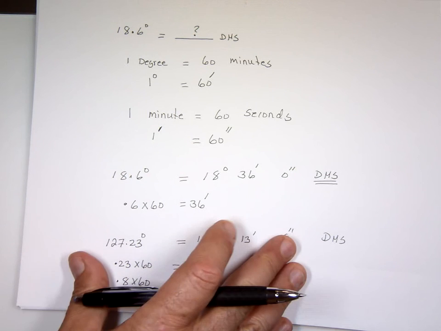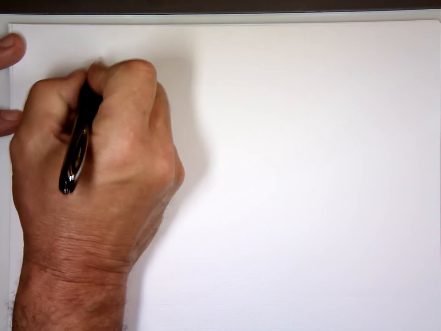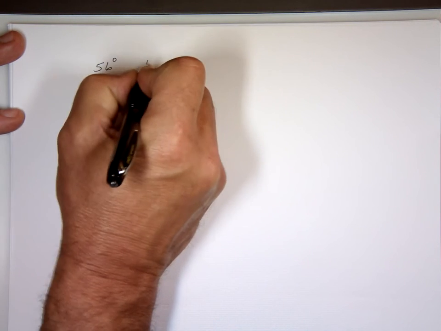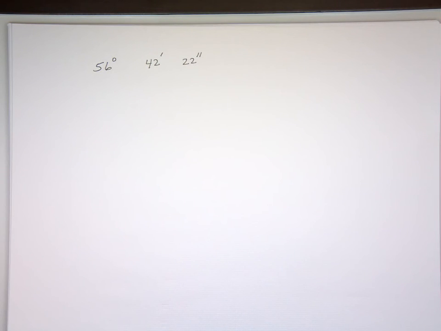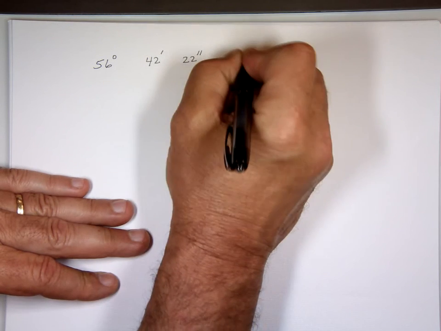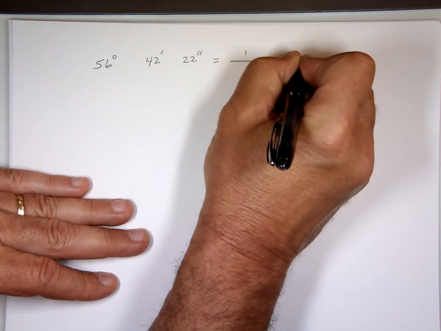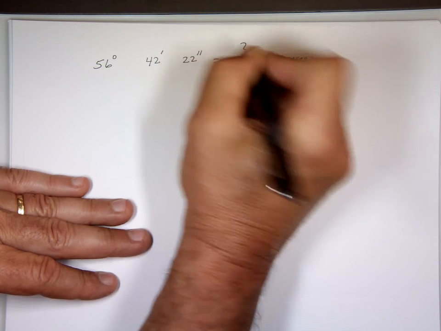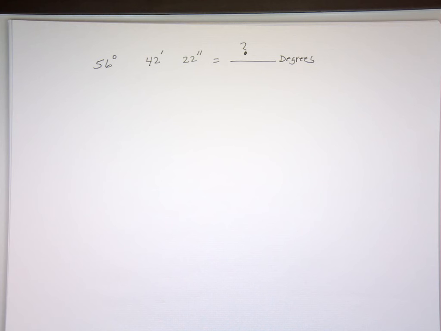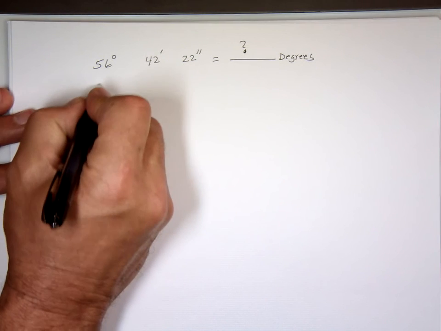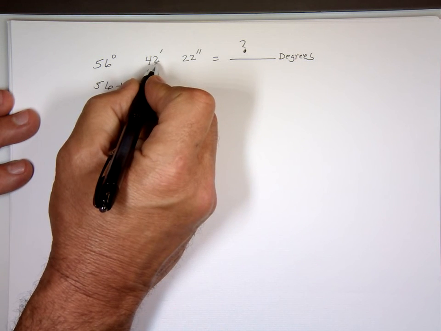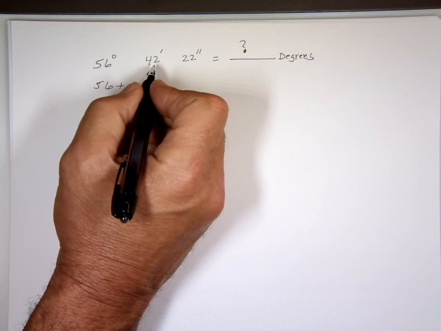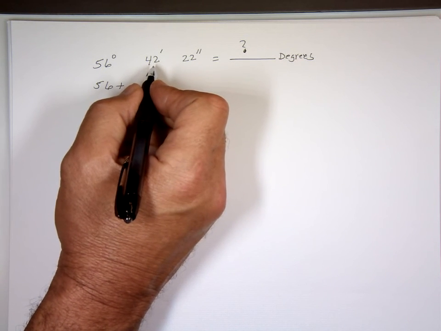Now, if someone gives you an angle in degrees, minutes, and seconds, I got 56 degrees, 42 minutes, and 22 seconds. Can you tell me how many degrees that is? I want to change it just to degrees. Well, it's the 56 plus, to change the 42 minutes now to degrees, think of degrees like hours. To change 42 minutes to hours, what do you do? Divide by what? By 60, yes.